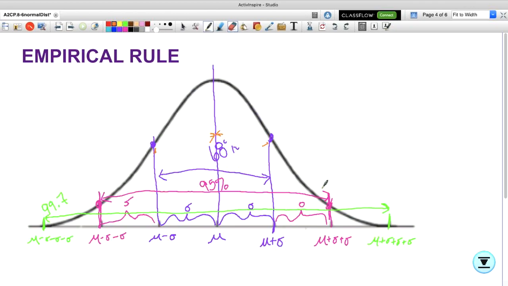So make sure you have this written down. 1 standard deviation above and below is 68%. 2 standard deviations above and below is going to be 95%. And then 3 standard deviations above and below is going to represent 99.7% of people.